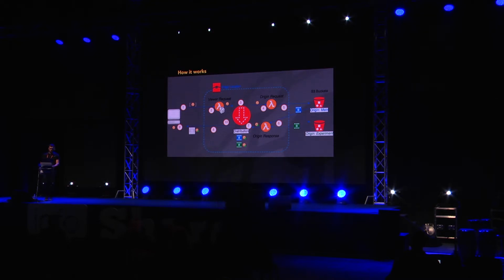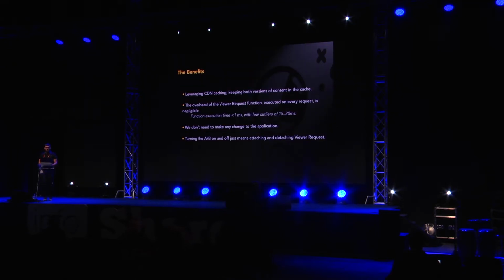Now, let's talk a bit about the benefit of that example. Obviously, this is just one of the examples that we can implement this way. There could be less or more Lambda functions, but we chose this way for those particular example benefits. Now, the solution allows leveraging CDN caching, obviously keeping both versions of content in the cache. The additional overhead of the viewer request and viewer response is quite negligible because we are using a single function for all the content, so it is mostly hot.